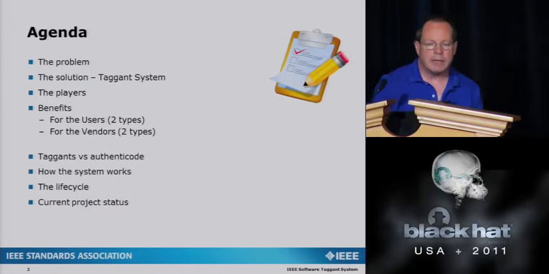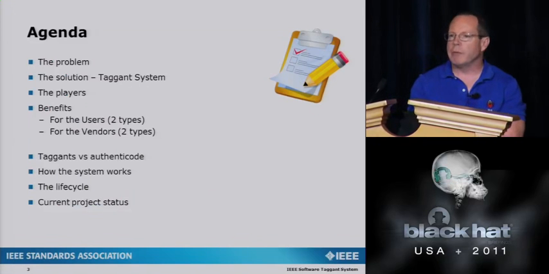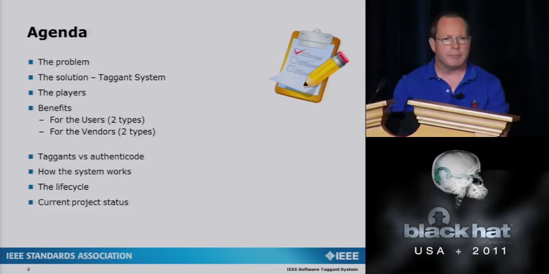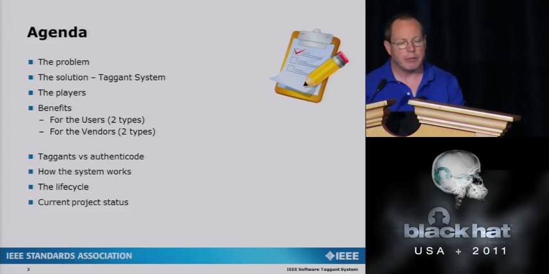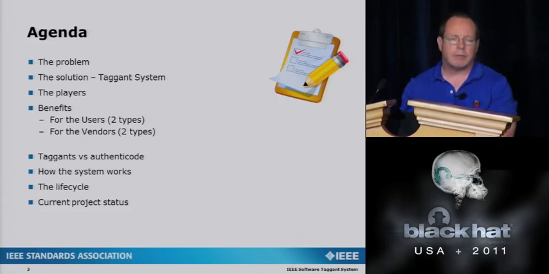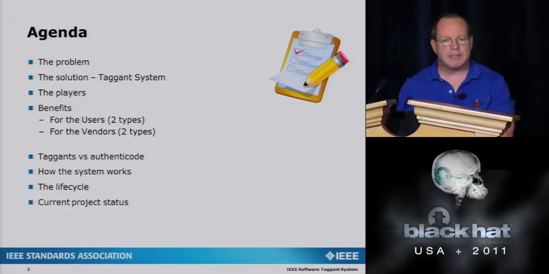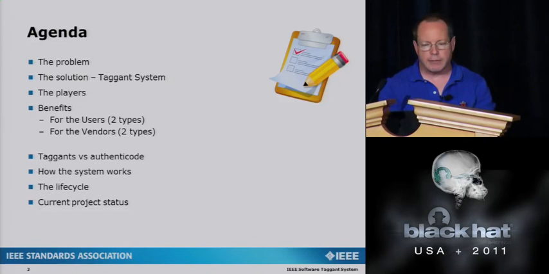So what we're going to talk about today is the problem that we're trying to solve, the solution that we've come up with, which is the software Taggant system, who the players are, what the benefits to all the people involved with the project are, the difference between Taggants and Authenticode. We'll get into a little bit of how the system is going to work, what the life cycle looks like, and then the current status of our project.